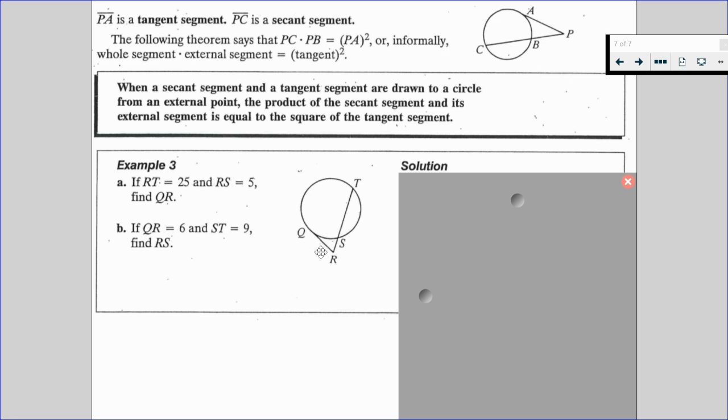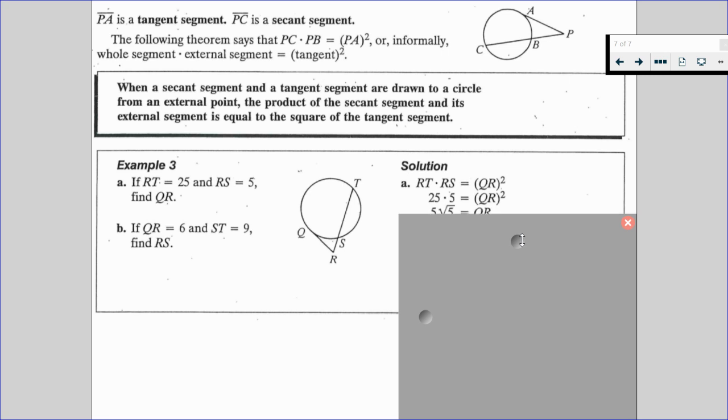We can note that QR is going to be our tangent, RT is going to be our secant, and SR is going to be the external part of our secant. So RT times RS is going to be equal to QR squared. We can substitute in our values. 25 times 5 is equal to QR squared. Thus, we're going to end up with 5 root 5 as the length of QR.